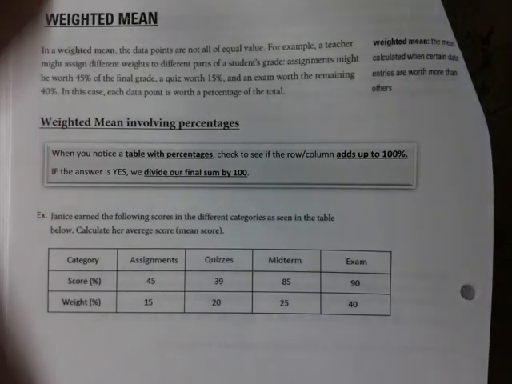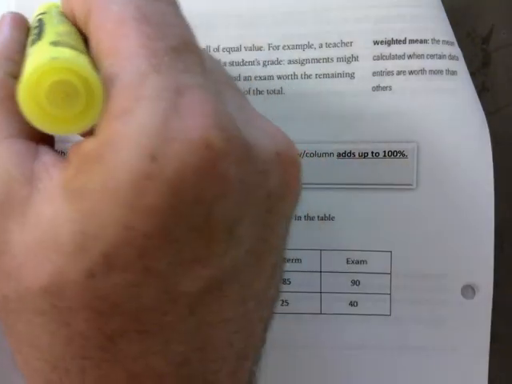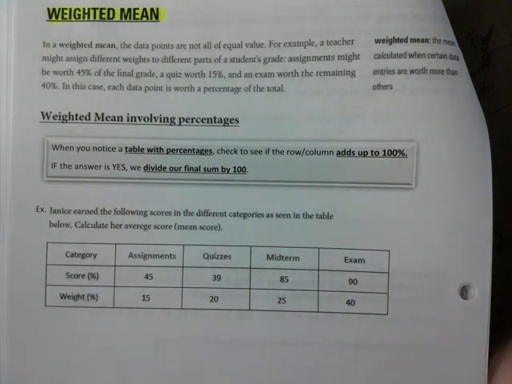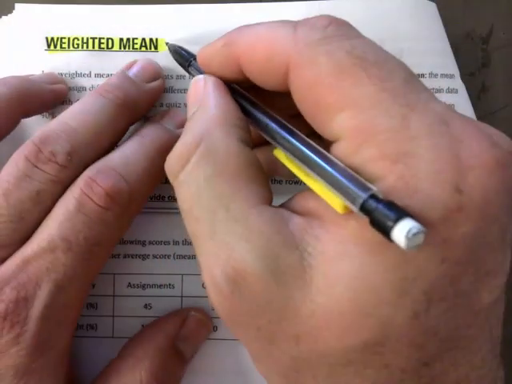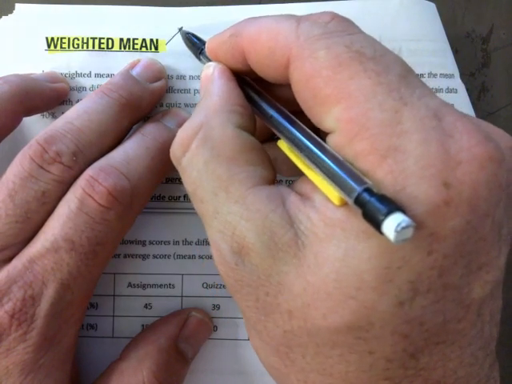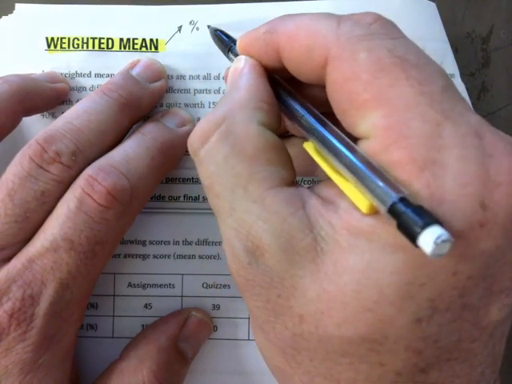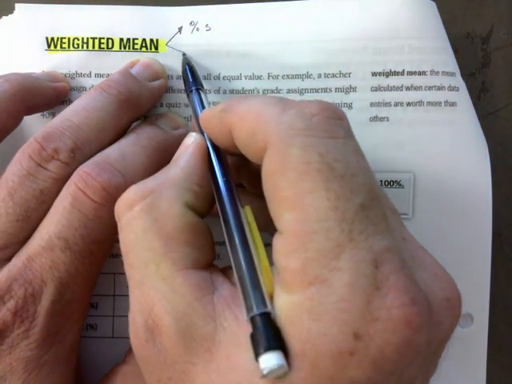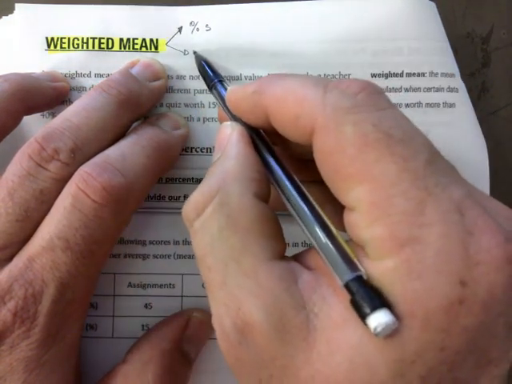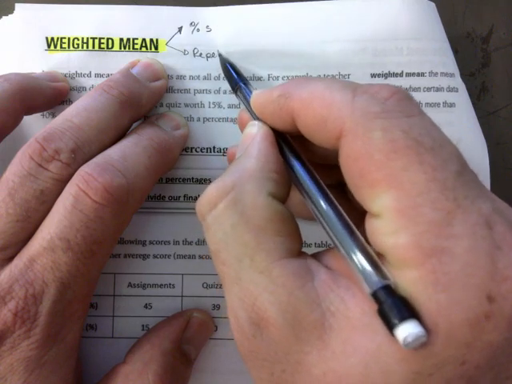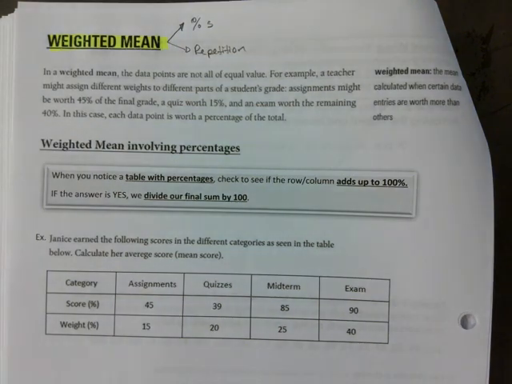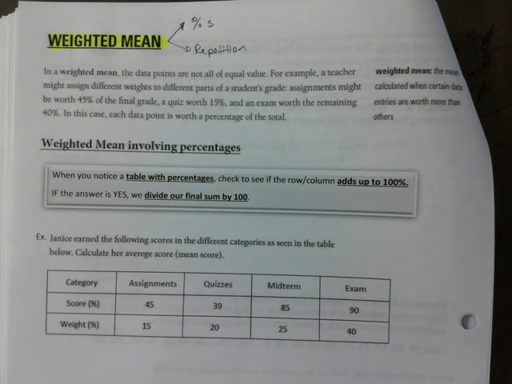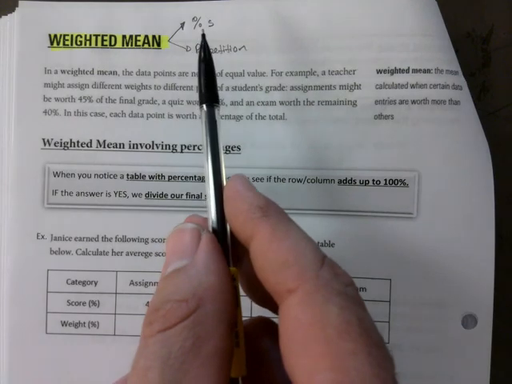Okay, here we go. Weighted mean. There are two types of weighted means that we're going to talk about. I will just make a little arrow here. We're going to do percentages, and the other one is when you have repetition. The best way to distinguish is to look for percentages. If there are percentages present, you are in this camp right here.